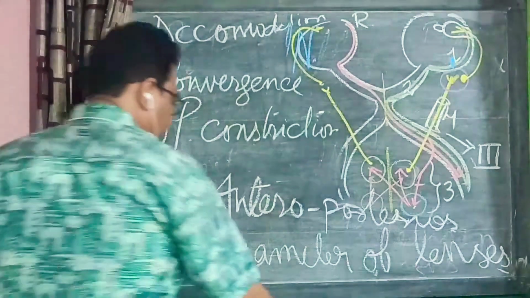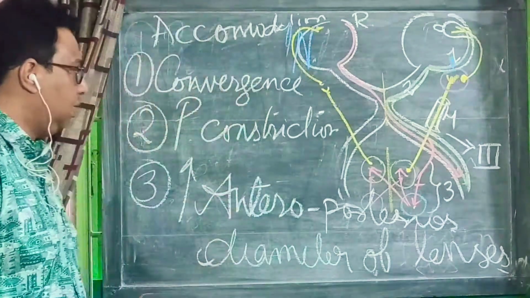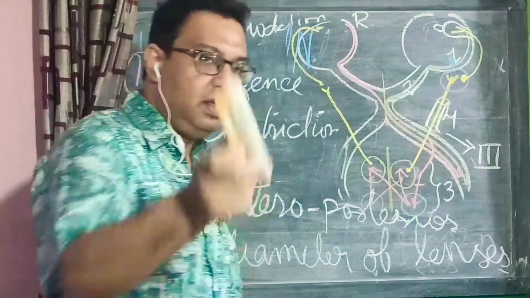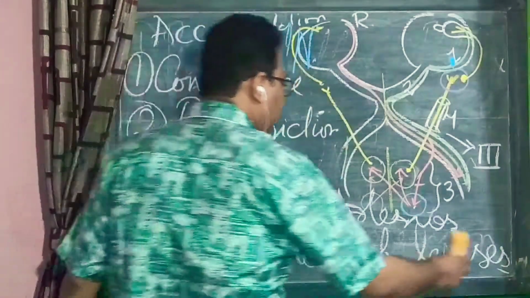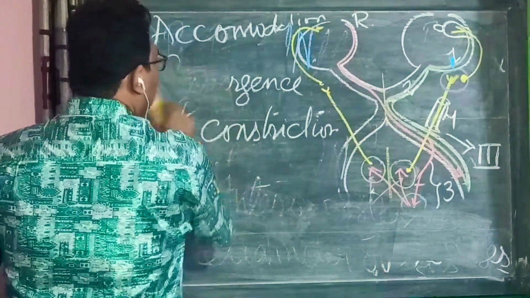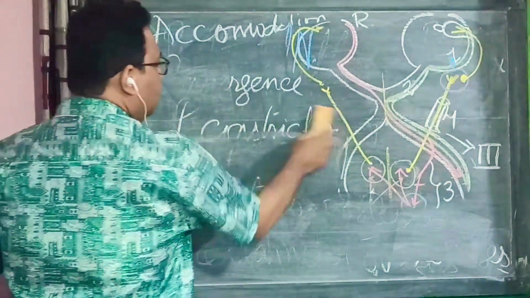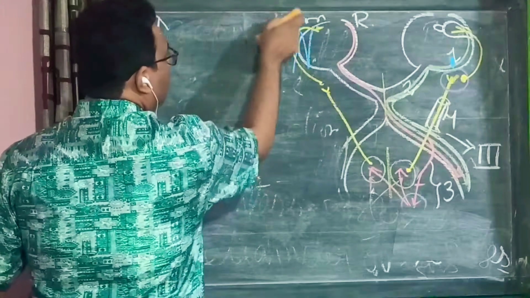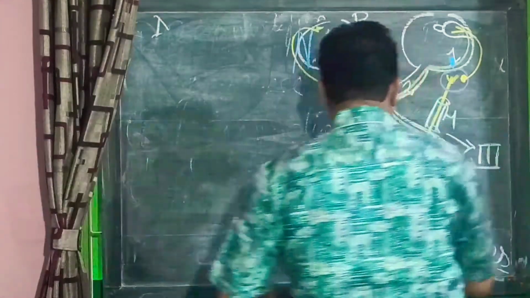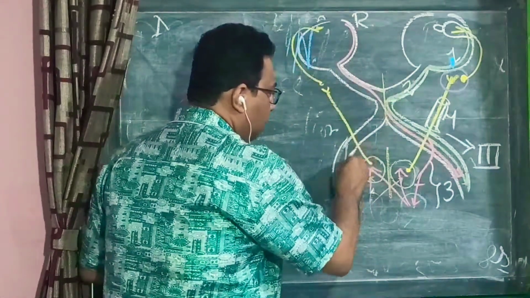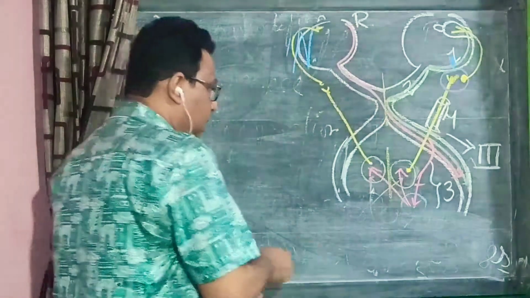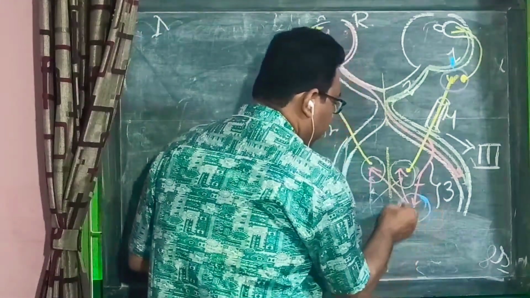So three things happen. Convergence you can readily see. Constriction also you can see. The anterior-posterior diameter increase is a little difficult to see, but it can be seen. There are maneuvers to see it. So the constriction of the pupil happens also in accommodation reflex. It is happening regularly in light reflex. It also happens in accommodation reflex. So what is the difference? Obviously there must be some difference.